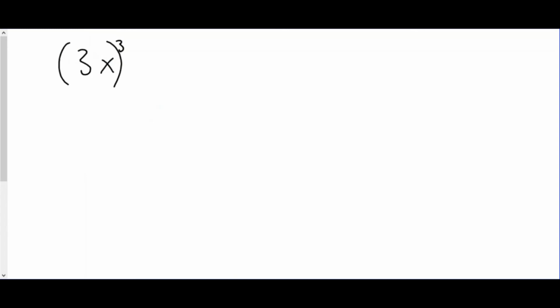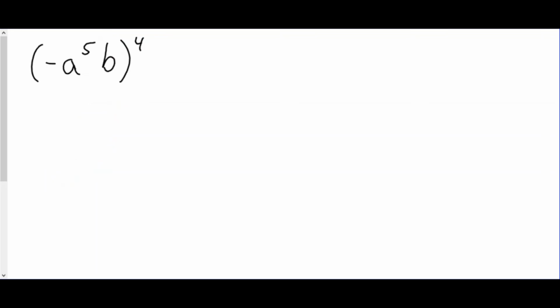The next one, 3x in parentheses all cubed. So I want to distribute that exponent. So 3 cubed and then x cubed. So 3 cubed, 3 times 3 is 9, times another 3 would be 27 x cubed.